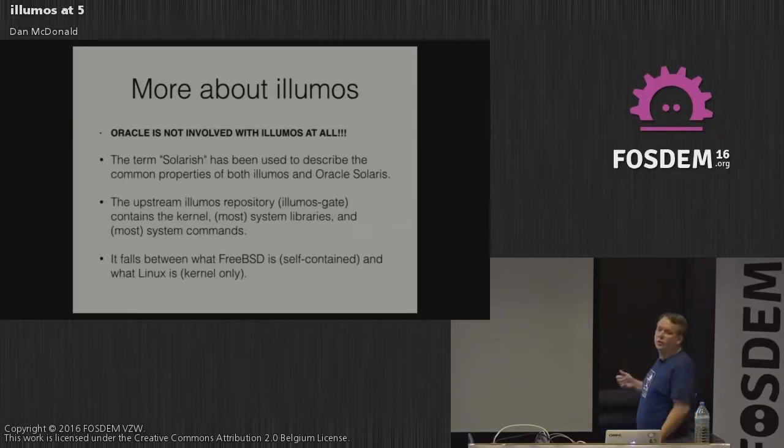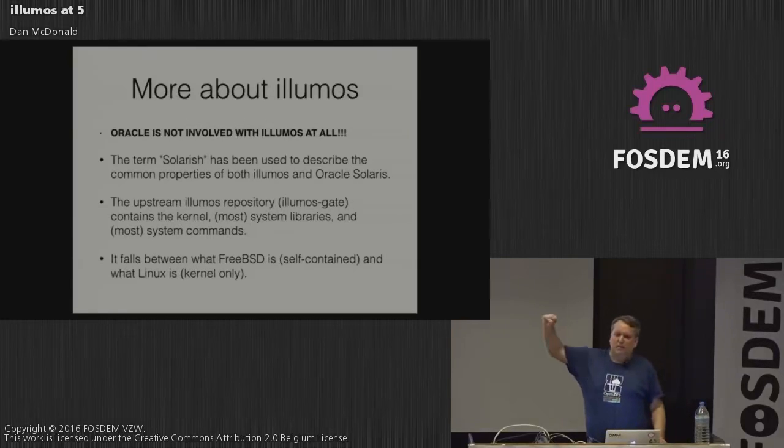The upstream repository, which is called illumos-gate, contains a kernel. It contains most of the system libraries, libc, for example. We draw our ABI at the library level at libc. And most of the system commands.